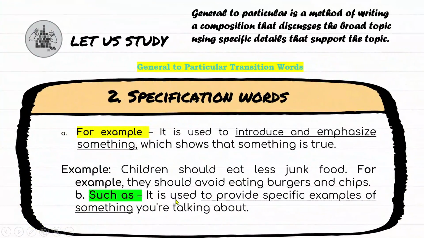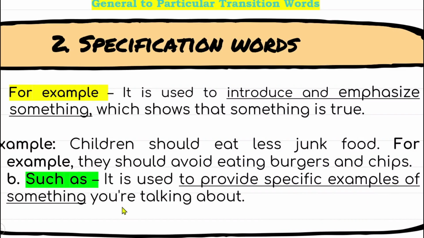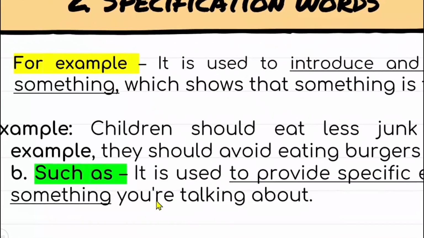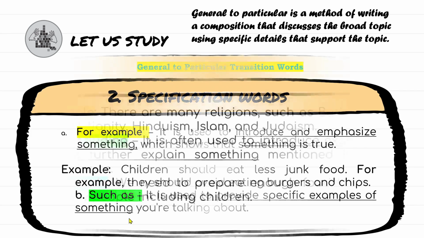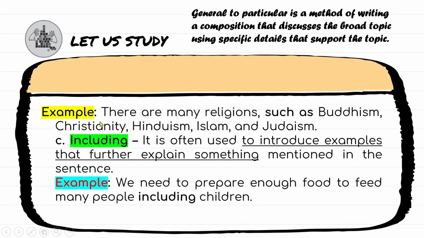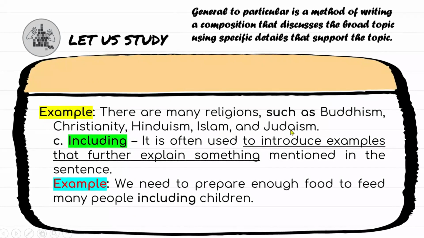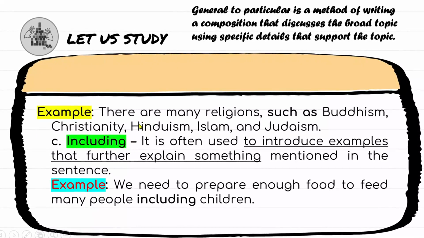Let's proceed now with the words such as. Such as is used to provide specific examples of something you're talking about. This is somehow similar to for example, but the difference is that for example is used to show truth or to prove that something is true, while such as is used to provide the very specific examples of something that we are talking about. So let's have this example. Example: there are many religions such as Buddhism, Christianity, Hinduism, Islam, and Judaism.